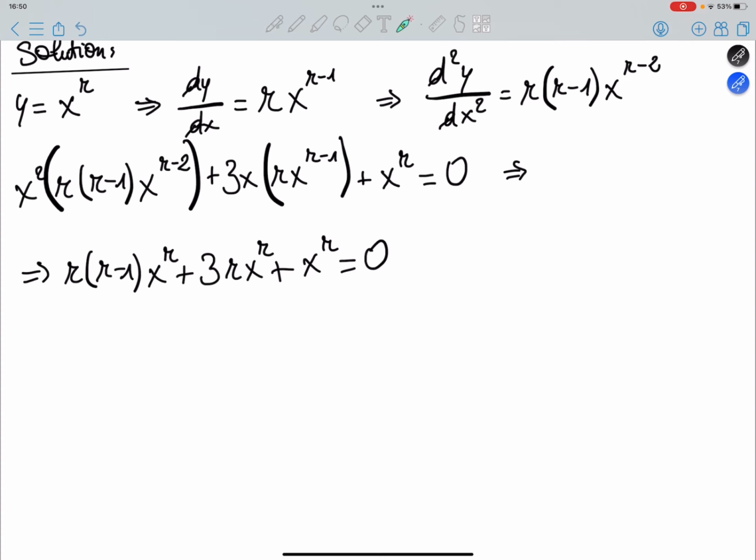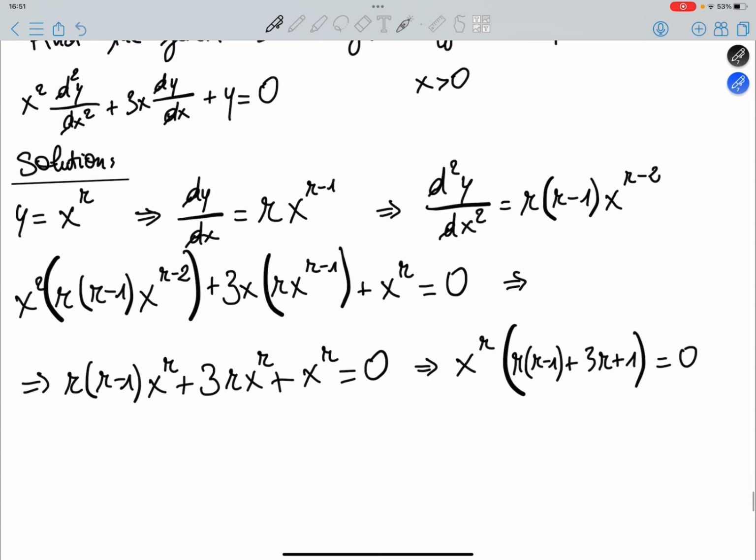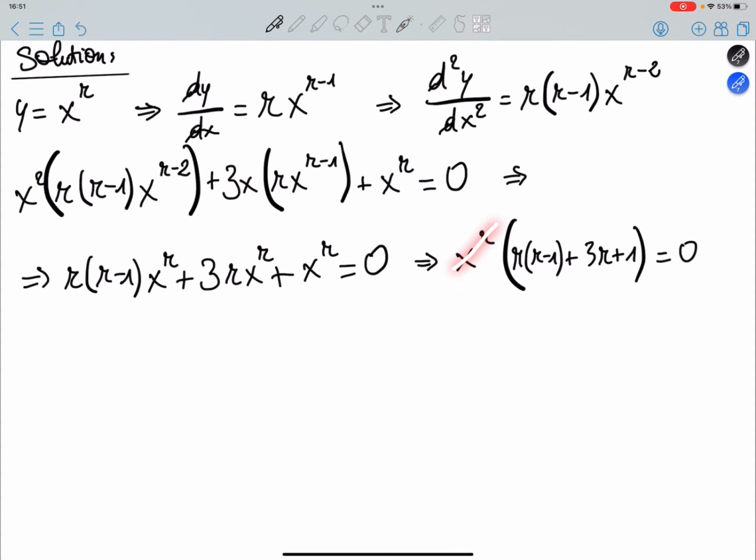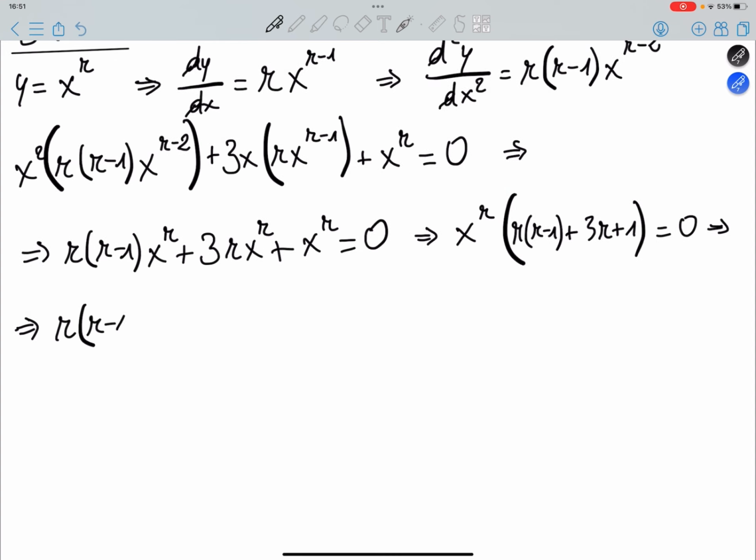Now we can factorize because we have a factor x to the power r, so this implies that x to the power r times r times r minus 1, then we have plus 3r plus 1, is equal to 0. Now here x was greater than 0, so we can divide by this, so this implies r times r minus 1 plus 3r plus 1 is equal to 0, which is basically this one here.